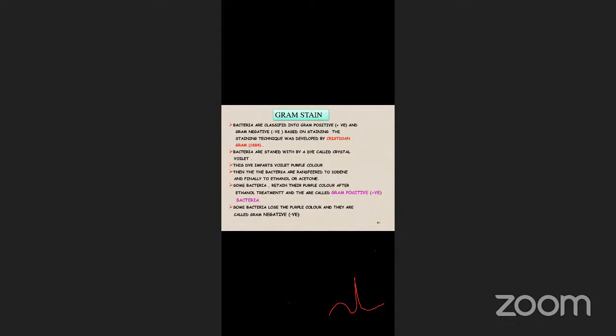Next, the ultra structure of bacteria. This is a very, very important question in your theory exam. The structure of the bacterial cell, or the ultra structure of the bacterial cell, is very, very important in your theory exam. Generally, all bacteria are microscopic. This structure can be observed only with the help of an electron microscope. It is a prokaryote. Different types of bacteria you observe under a normal microscope, but the ultra structure of the bacterial cell is observed only in an electron microscope.